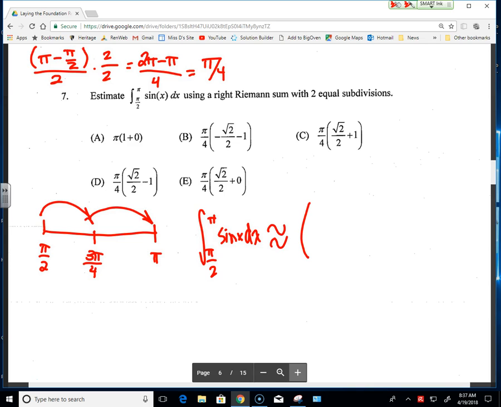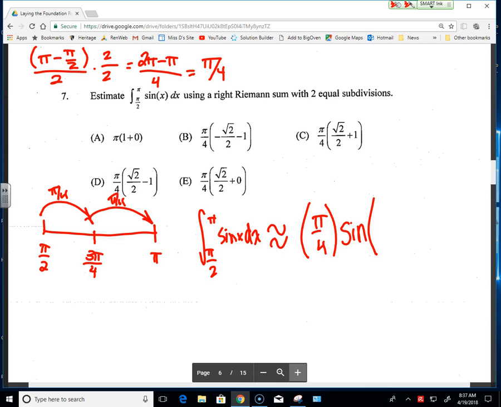3 pi over 4 minus pi over 2 is pi over 4, which we also found by that. Pi over 4. And then I'm going to do my f of... why am I writing sine? It's my f. Good. That's not my antiderivative, that's my integrand. Wait, are you saying pi over 4 because that's how much you're going between? Because that's the distance. Yeah.